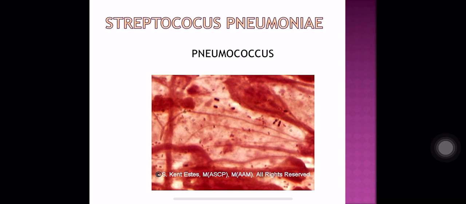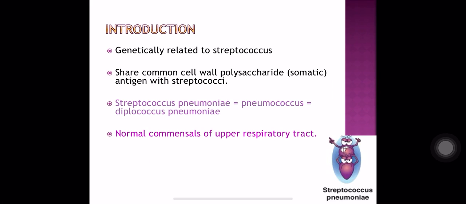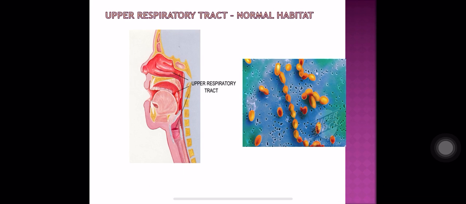Pneumococci or Streptococcus pneumoniae. Streptococcus pneumoniae is also known as pneumococcus. It is genetically related to Streptococcus and it shares a common cell wall polysaccharide antigen with Streptococci. It is also known as Diplococcus pneumoniae. It's a normal commensal of the upper respiratory tract.